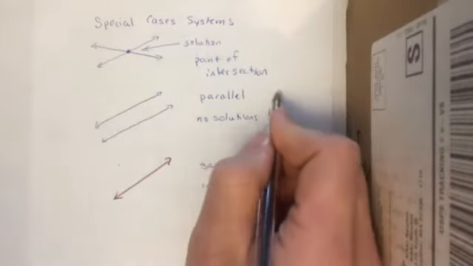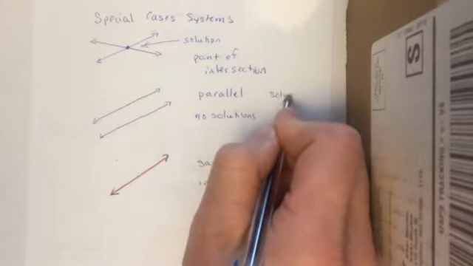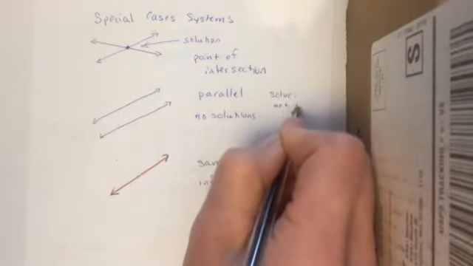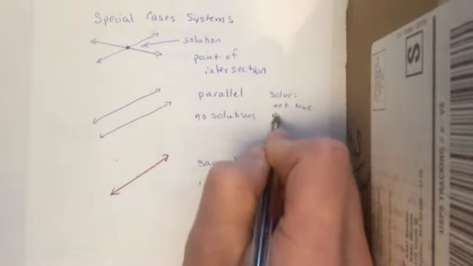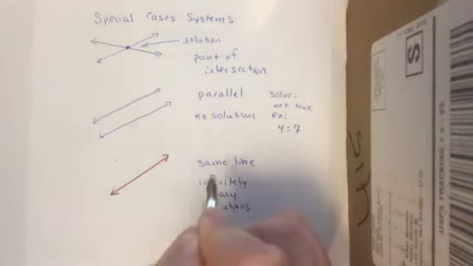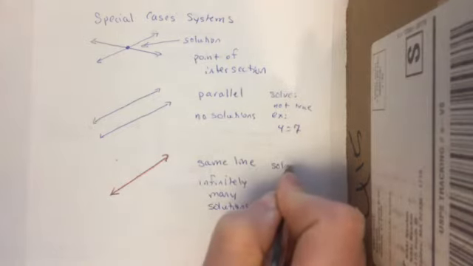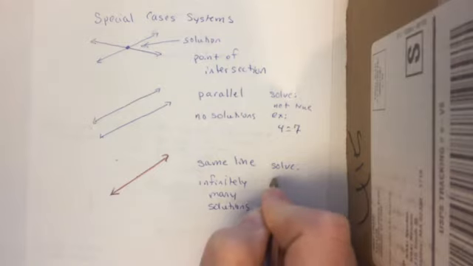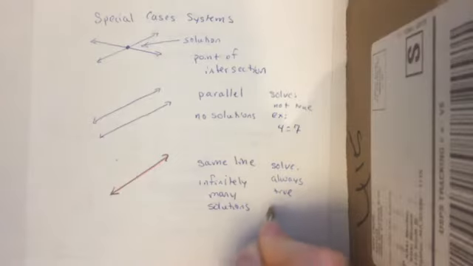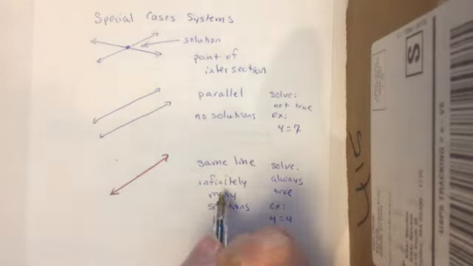Now, what does this look like if we're doing the algebra to solve? If you do all the work to solve it, and you get something that is not true, for example, something like 4 equals 7, clearly 4 does not equal 7. That means there is no solution to that system. Similarly, if you did all the work to solve algebraically and you got something that's always true, for example, 4 equals 4, 4 is always equal to 4, that would mean there are infinitely many solutions.